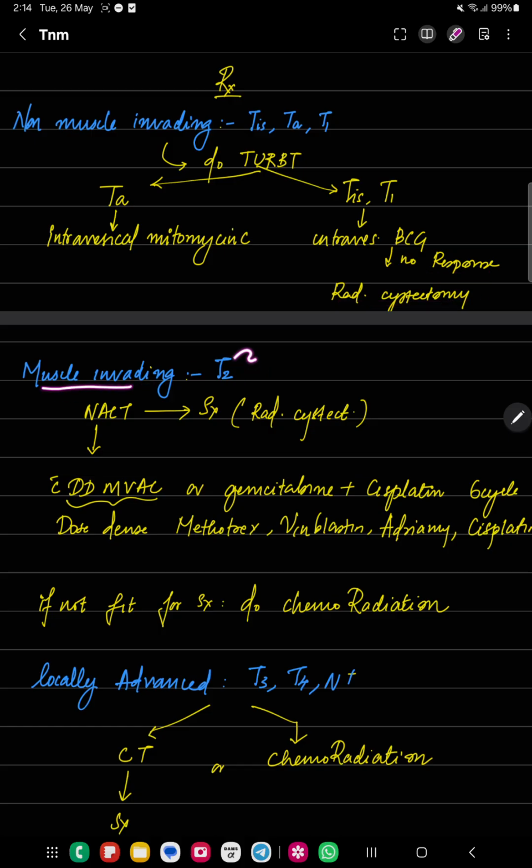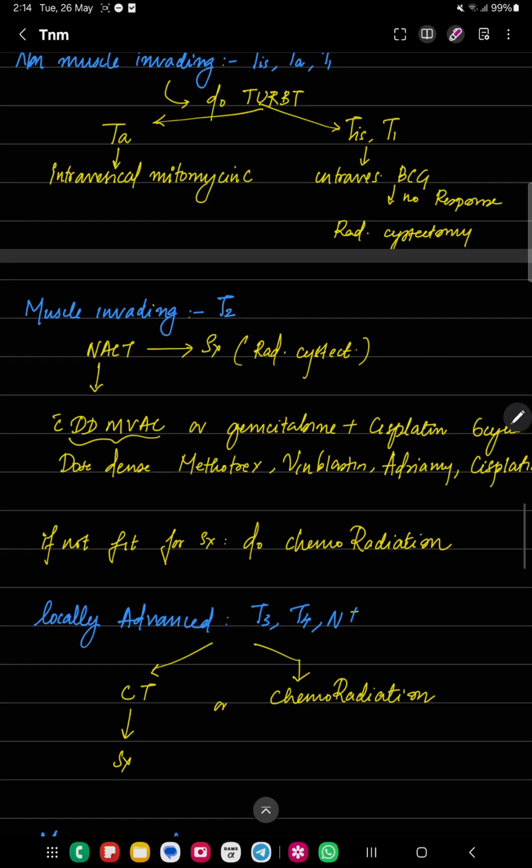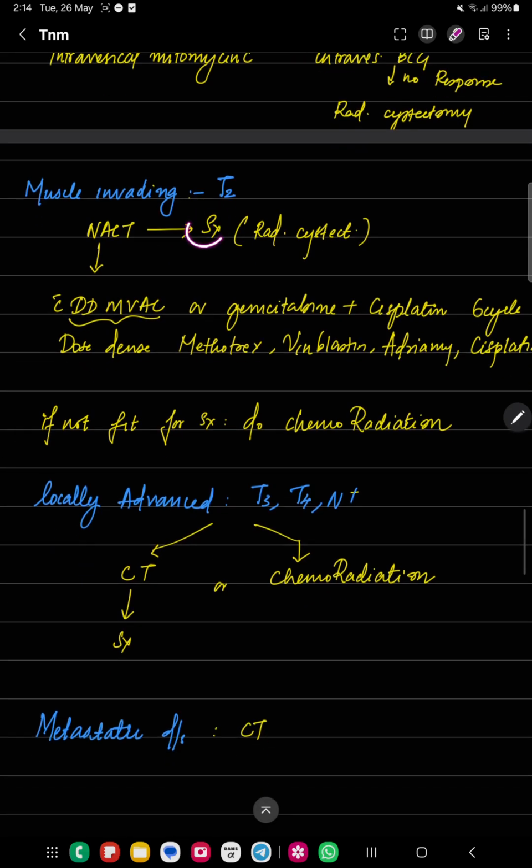The next one is muscle invading, that is T2. So here we will do neoadjuvant chemotherapy followed by surgery. Surgery here is again radical cystectomy, where we will remove the entire bladder, distal ureter and the pelvic lymph nodes also. And the chemotherapy is either gemcitabine plus cisplatin or DDMVAC, that is dose dense methotrexate, vinblastine, adriamycin and cisplatin. If the patient is not fit for surgery, with the chemo you will add radiation. So you have to do chemoradiation.